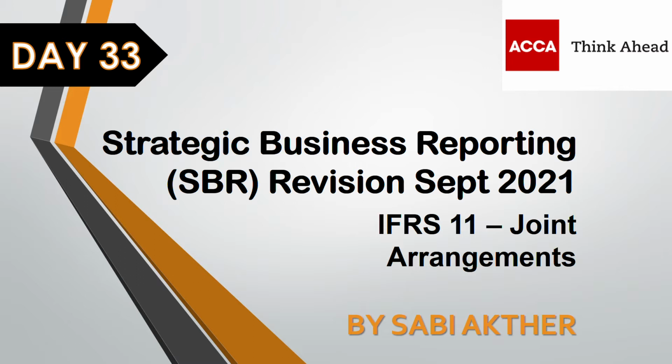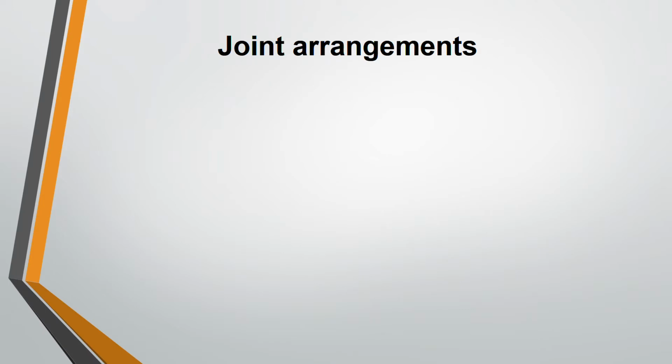Welcome to the SBR revision series for September 2021, and today we are going to cover a small standard, IFRS 11, but it is equally important for group accounting also. In joint arrangements, first, let us not come to joint operation or joint venture. Before that, you first have to see whether in the scenario given to you there is any joint arrangement. For that, you have to know the definition, and this definition has two keywords.